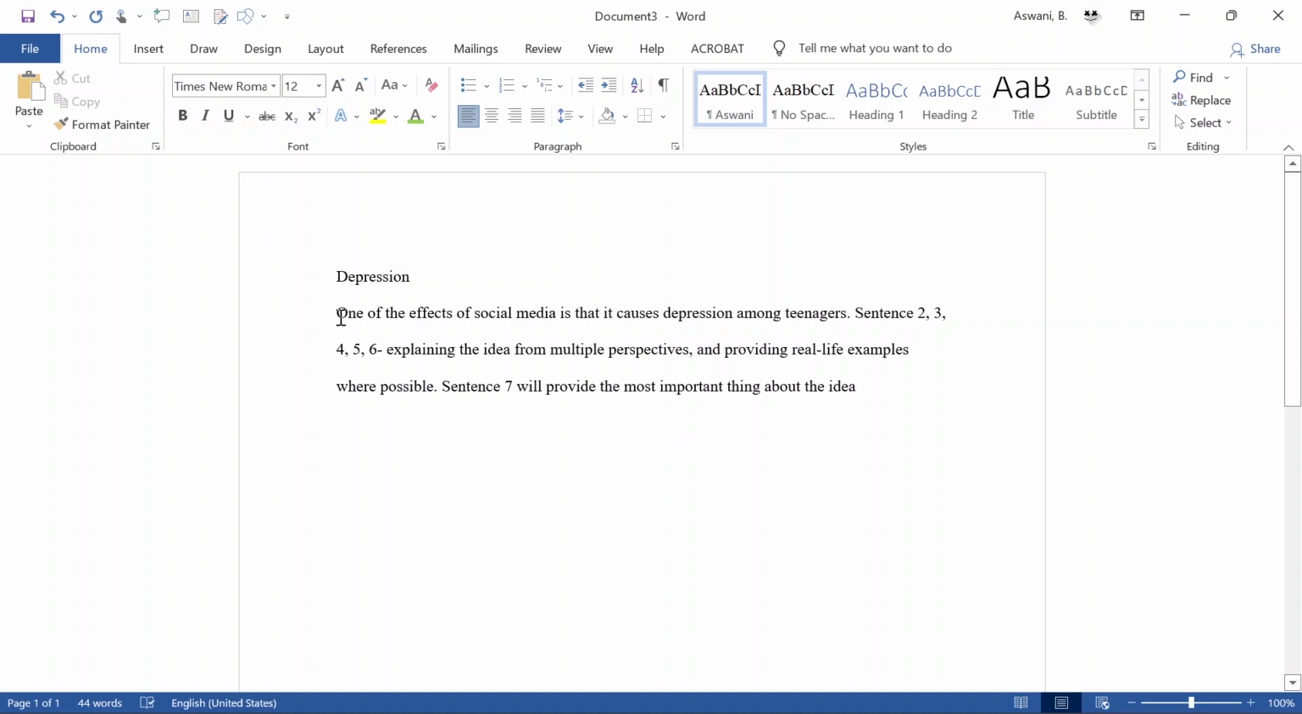So the first one will be a statement. One of the effects of social media is that it causes depression among teenagers. Full stop. We call this a topic sentence. If I come to this paragraph and I read this sentence, I already know this paragraph will be about depression, and depression alone. Once you're done with the idea of depression, please start a new paragraph.